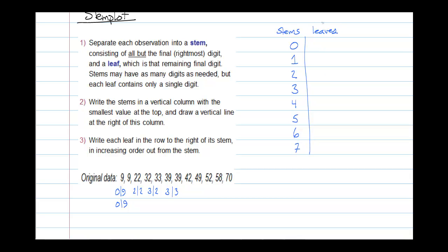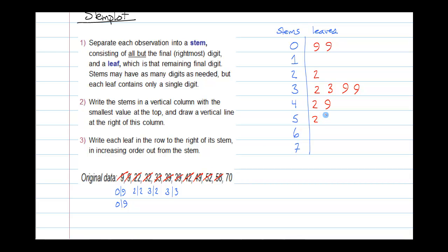Then I write each leaf in the row to the right of its stem in increasing order out from the stem, and they have to be spaced evenly as well. The only values I have here that go in the 0 stem are 9. So I have 0, 9, and 0, 9. Each of these represents the number 9. I don't have anything in the 1s column. And then in the 2 column I have a 22. In the 3 column I have quite a few. I have a 2, 3, 9, and a 9. Again, I want to keep these evenly spaced. In the 4 column I have a 2 and a 9, 42 and 49. And then I have 52 and 58.